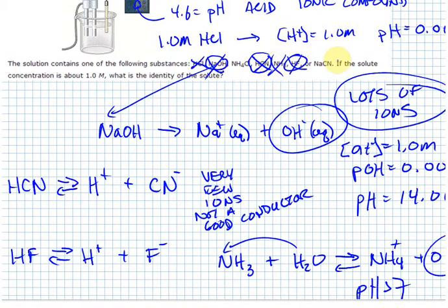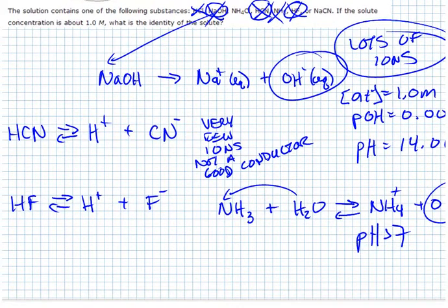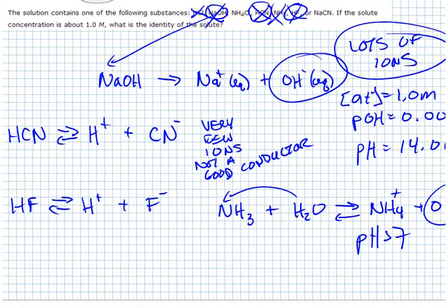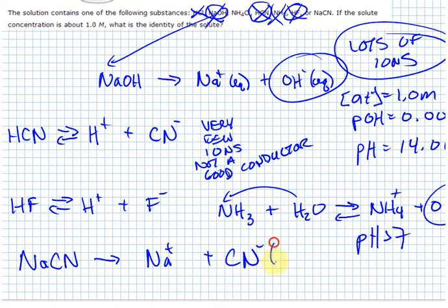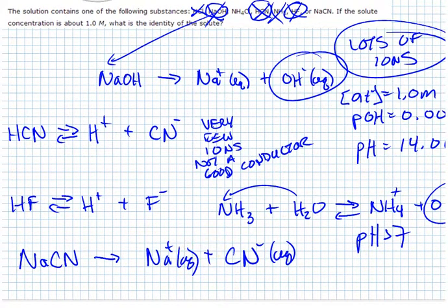That leaves us with two ionic compounds, sodium cyanide and ammonium chloride. So now we've got to think of these two. Both of these would be excellent conductors because they would both be ionic compounds. They would both dissociate to produce large concentrations of ions. They would both make aqueous solutions that were excellent conductors of electricity. So they would both make the light bulb glow brightly.